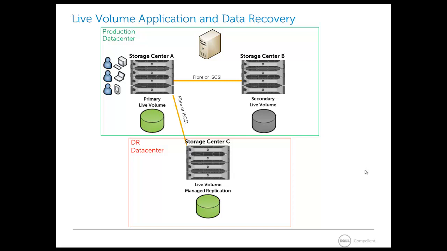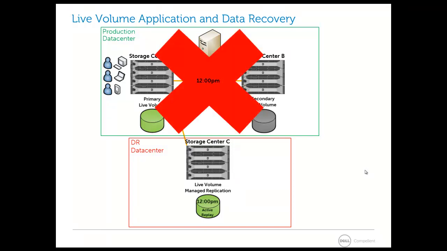Now consider a live volume configuration where two storage centers, in this case A and B, reside in the same data center. And consider a disaster in the data center which occurs at 12 p.m., impacting all infrastructure, including network, storage, and servers. At this point, we can recover our data at the DR site where Storage Center C resides. This is where our live volume managed replication replica volume resides as well. We can recover our live volume data at the DR site where Storage Center C resides.